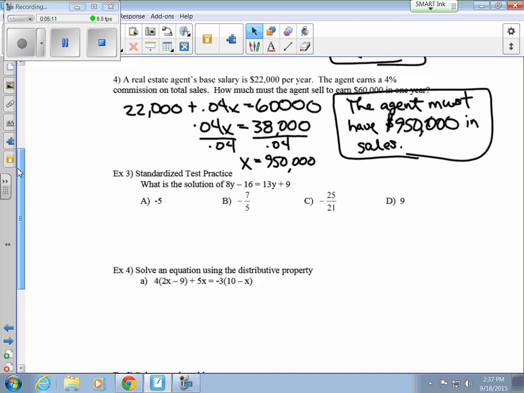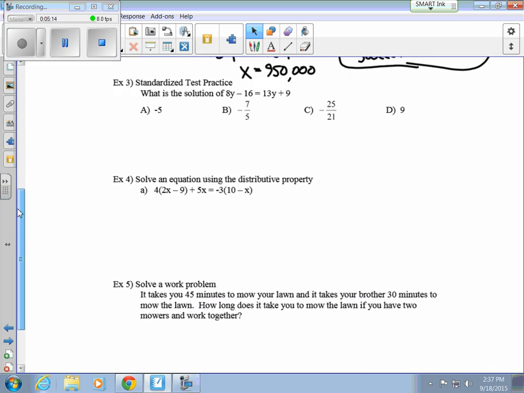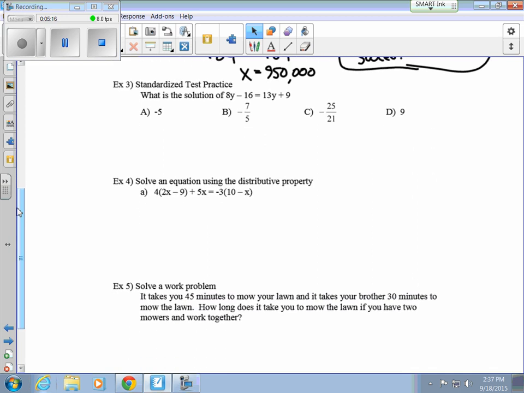Jumping down to example 3, if we look at this problem, now we notice that we have variables on both sides of the equation. So again, our goal is always to get the variable by itself. So to do that, we're going to have to put them on the same side first. You can move them all the way to the left, or you can move it to the side which is positive. There's a couple different ways you can do it.